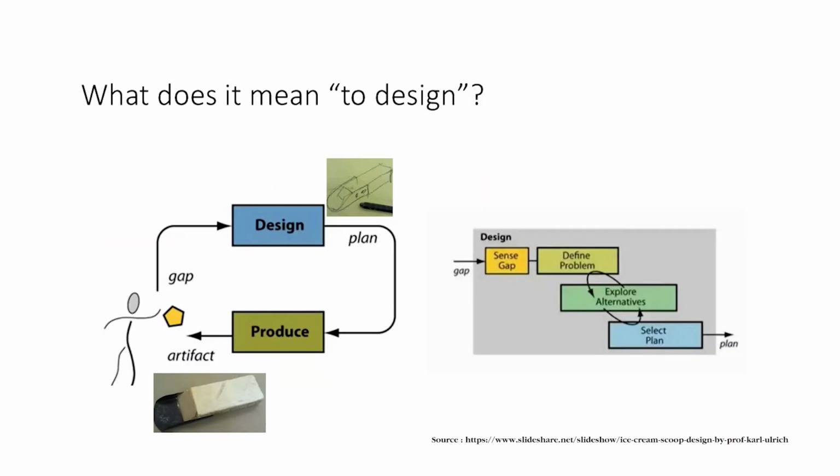So what does it mean to design? To design means to plan something that can solve a gap, okay. Here the gap was that the spoon was getting bent when he tried to take ice cream out of the tub, and then to produce that artifact. So this is the designing bit and this is the manufacturing bit, okay, that enables him to solve this gap.